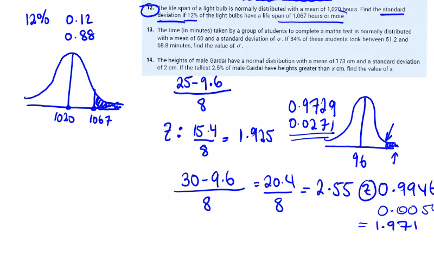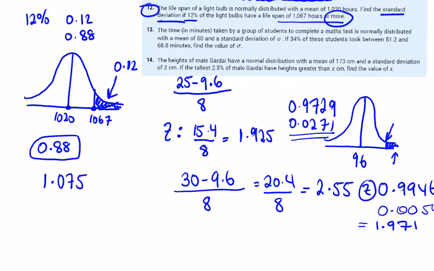12% have a lifespan of more than 1067, so this is 0.12. So we need to look up what z-score gives us 0.88. As we said, we were going to be using that in the question. So what z-score gives a value of 88%, 0.88? There's a 0.881 and it's 1.18. It's the exact midpoint of 1.18 and 1.17, so I'm going to take 1.175. It's the exact midpoint.